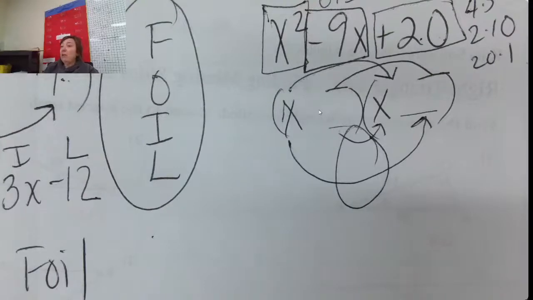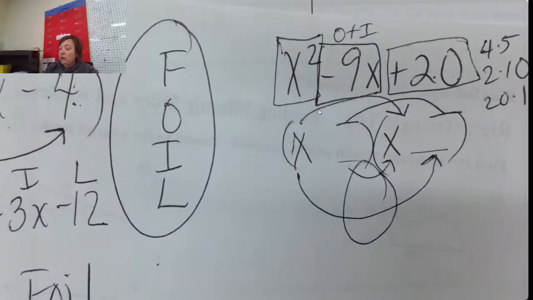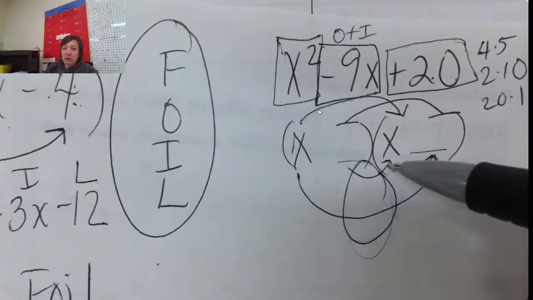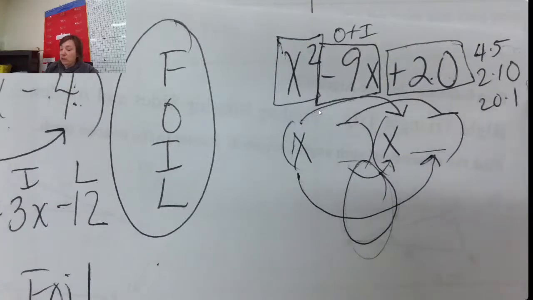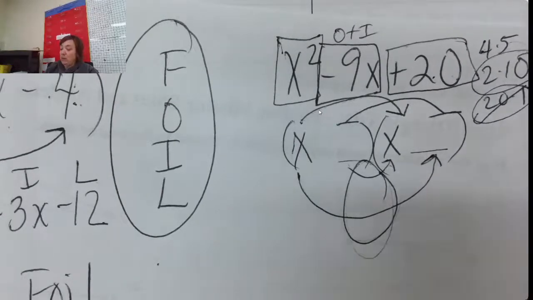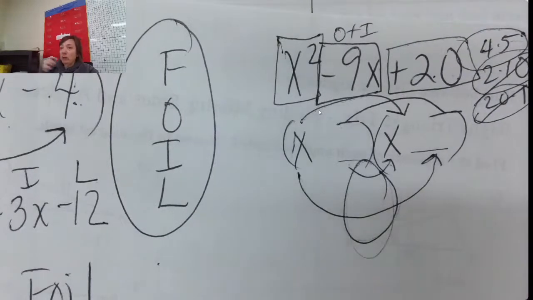Now let's talk about how we know that so quickly. So we know that we're going to be combining these two things, right? So if we look at these numbers of factors, there's no way you can combine 20 and 1 and get 9. Not going to happen. There's no way you can combine 2 and 10 and get 9. Not going to happen. But we could combine 4 and 5 and get 9, right? So we're going to be using 4 and 5.